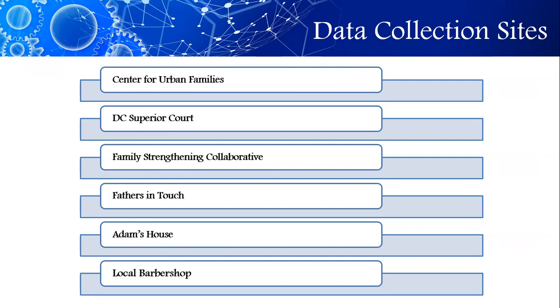Now, there may be other things that arise that you didn't anticipate. All of this research was done in various different agency contexts that were all very different. As you can see here, one of the data collection sites was DC Superior Court. It was very different dealing with a government entity as opposed to the Center for Urban Families, which was a nonprofit organization. There was much more bureaucracy in dealing with the court system as opposed to some of these nonprofit organizations or nonprofit programs.